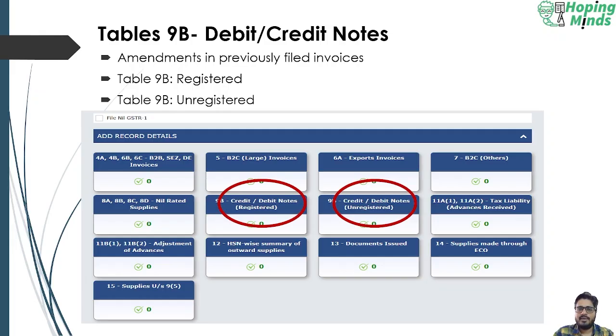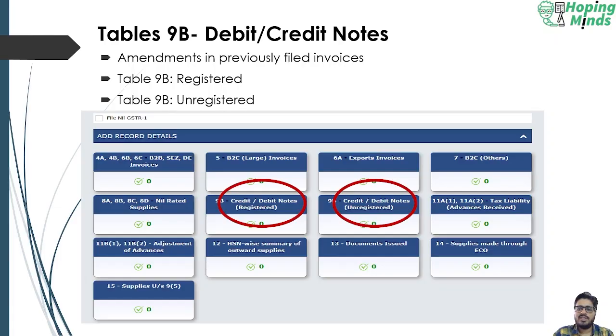Next is table 9, that is debit notes or credit notes. Under this table, the taxpayer is required to disclose the debit notes or credit notes issued during the reporting period. So under this, the recipient's GSTIN and recipient name are required to be disclosed along with the debit note or credit note number, note date, then note type, that is whether they are debit notes or credit notes, note value, and place of supply.